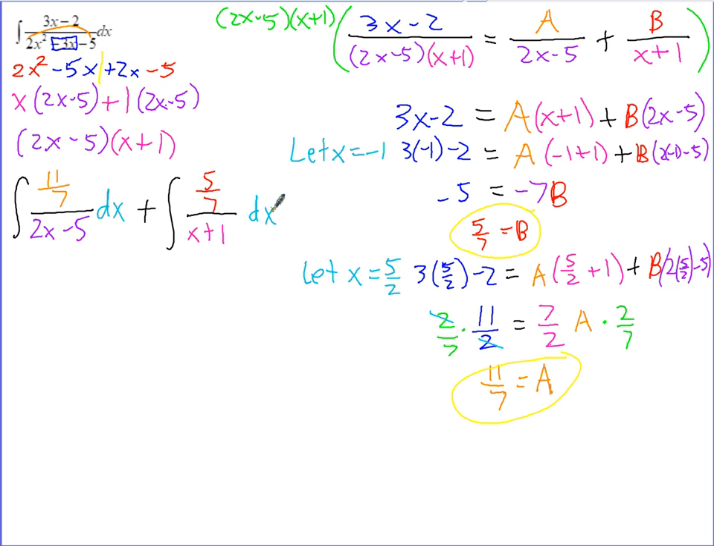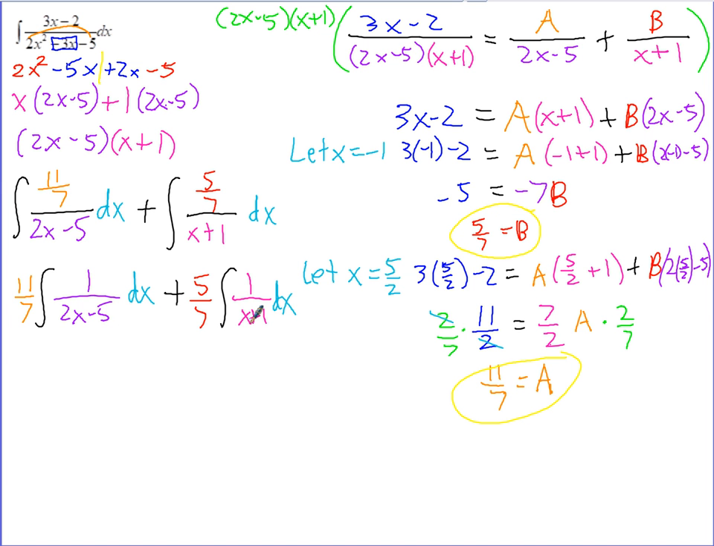And then what you can do on both of these is pull the constant coefficient out in front. Pull the 11/7 in front of this one, and then we'll just have the integral of 1 over 2x minus 5. And here we can pull the 5/7 out in front. And now, technically, these would both require u substitution. You'd set u equal to the denominator.